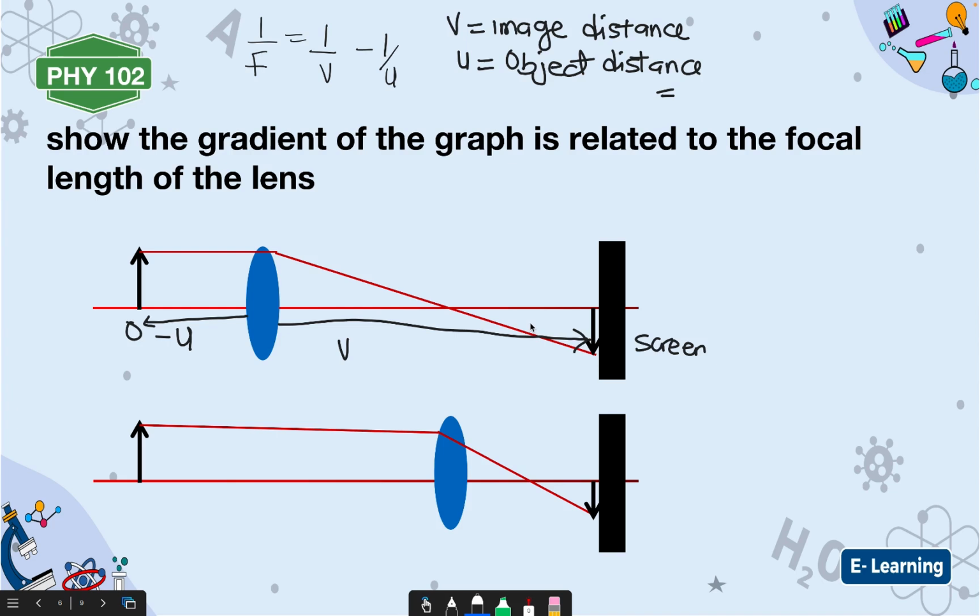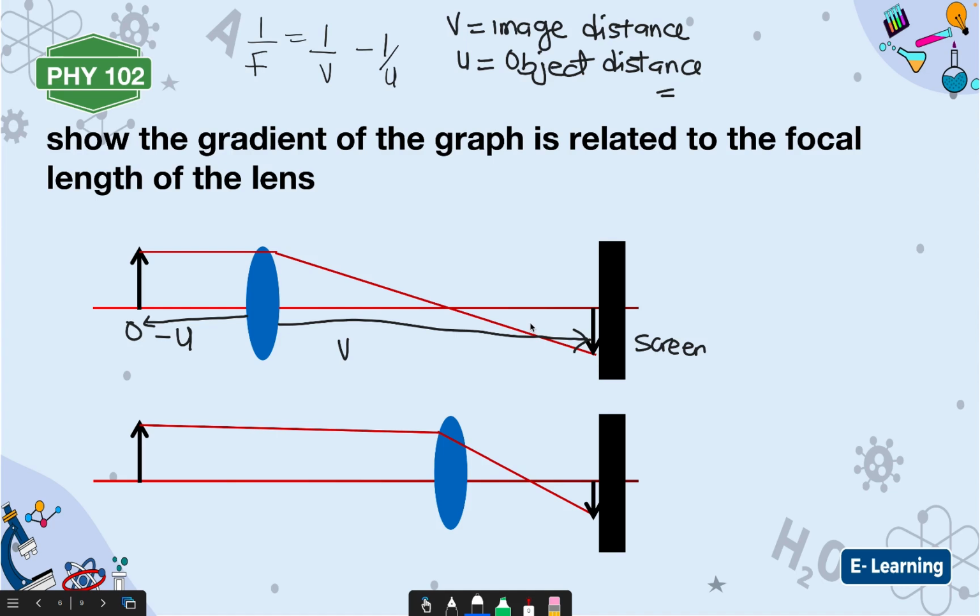Now, I actually just wanted to give you the formula. However, I discovered that the question says show the gradient of the graph is related to the focal length of the lens, so you have to show it. You will write a lot of things here, so just be focused, pick your pen, and listen attentively.